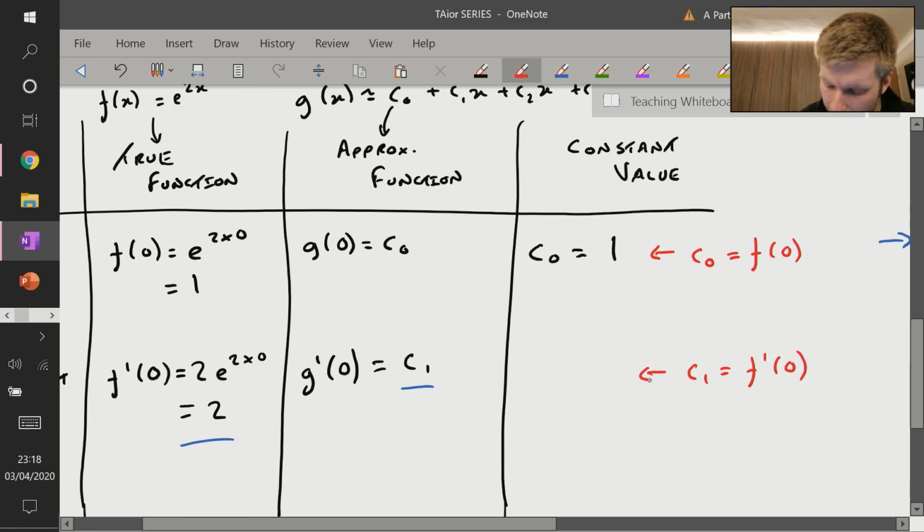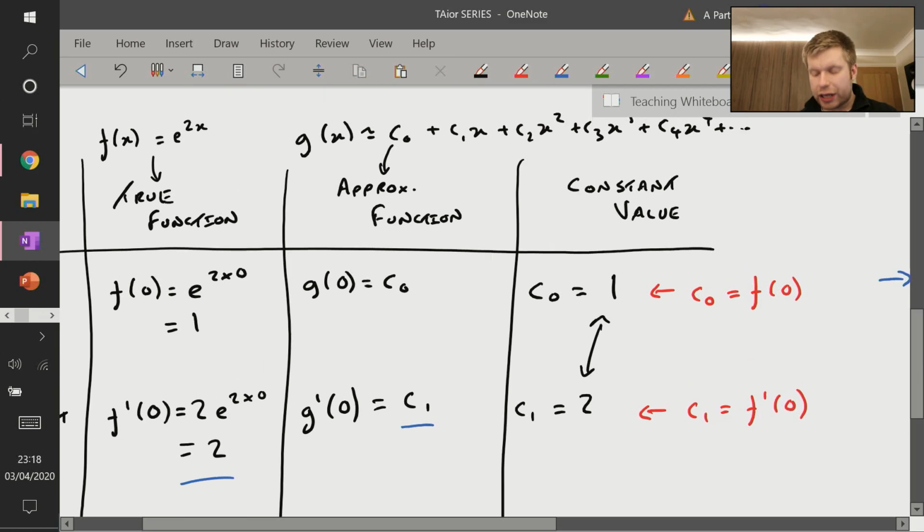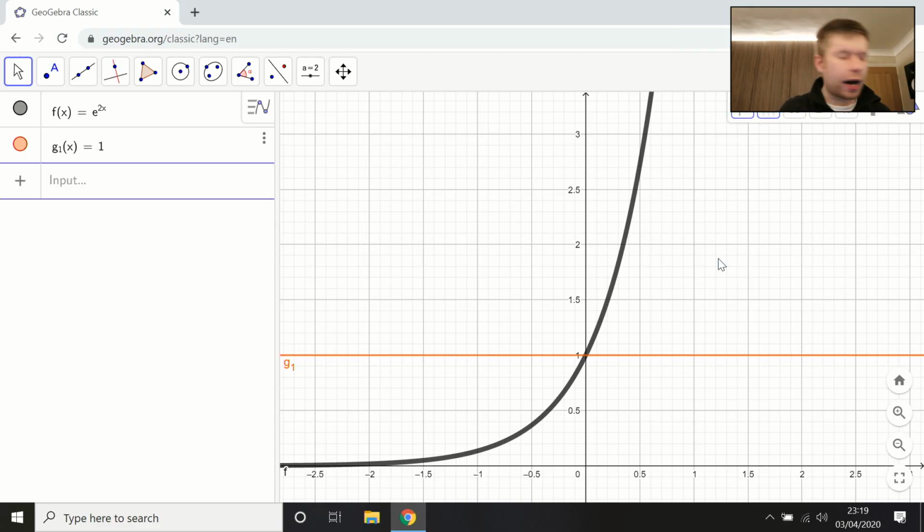So therefore, I can say that C1, in this case, for e to the power of 2x, that's my true function, should be equal to 2. Okay, so far I've got 2 values of my constants. I've got C0 and I've got C1. So far my function is looking like 1 plus 2 times x. So let's come back over to GeoGebra and let's plot this.